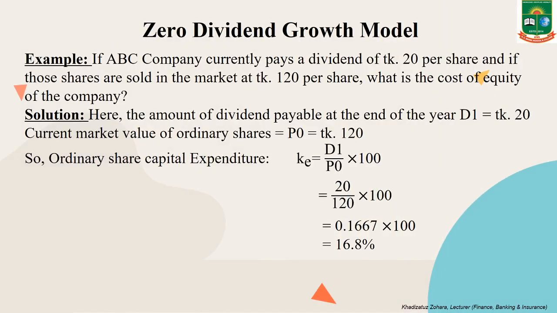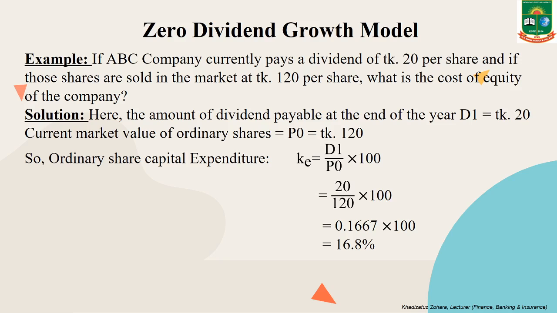Here is an example for our better understanding. Let's see. If ABC company currently pays a dividend of Taka 20 per share, and if those shares are sold in the market at Taka 120 per share, what is the cost of equity of the company? Here, the amount of dividend payable at the end of year 1 is Taka 20. That means D1 is Taka 20. And the current market value of the ordinary share is Taka 120 per share. So, P0 is Taka 120.